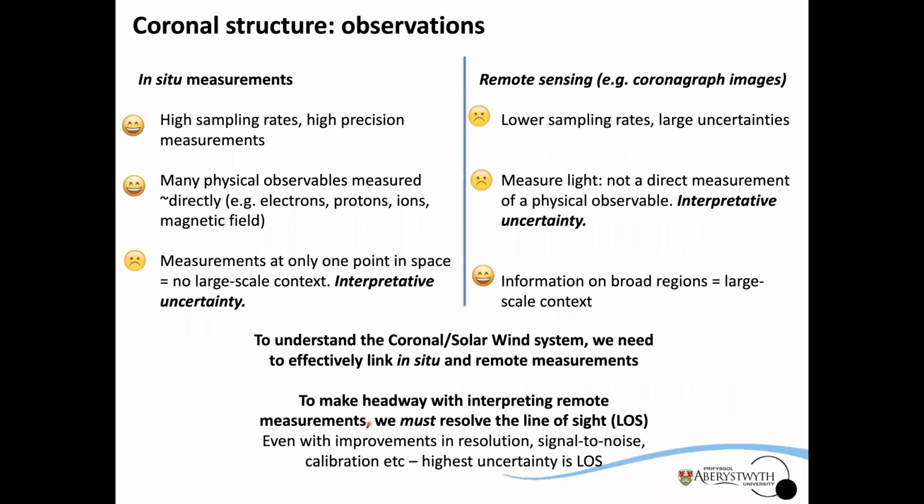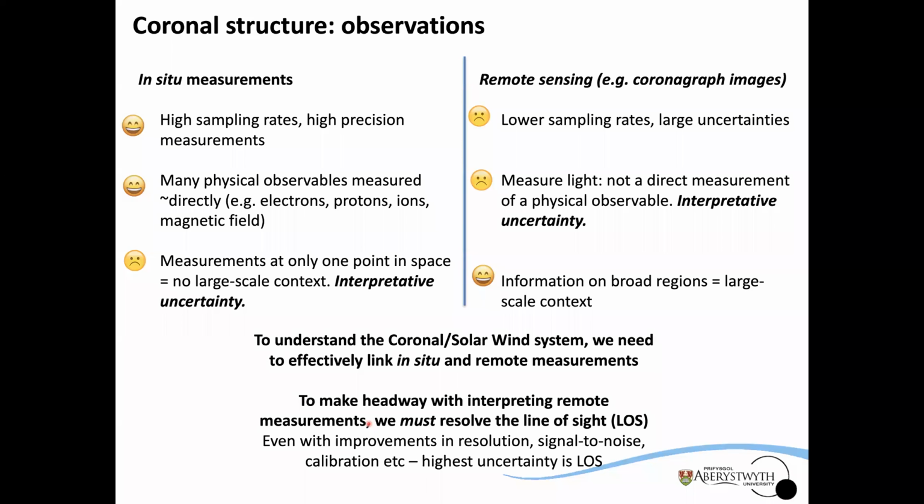To answer these questions, we've got two main sources of data. We've got in situ measurements, usually made far from the sun, and remote sensing, and by that I mean usually coronagraph images. The in situ measurements give very high sampling rates, very high precision measurements, and it's also a more or less direct observation of what you're trying to measure. So you're measuring the electron energy distribution, proton distribution, etc.